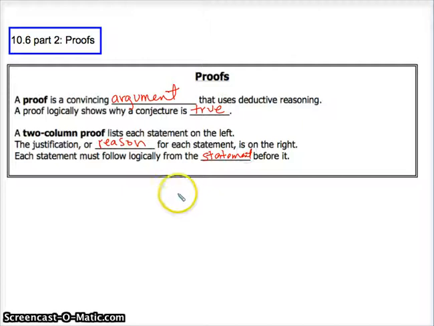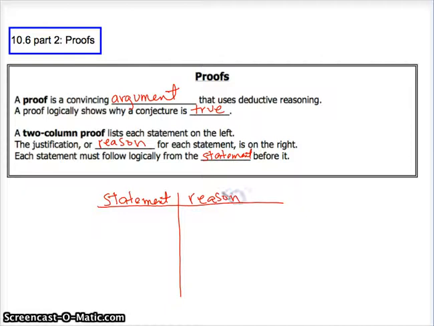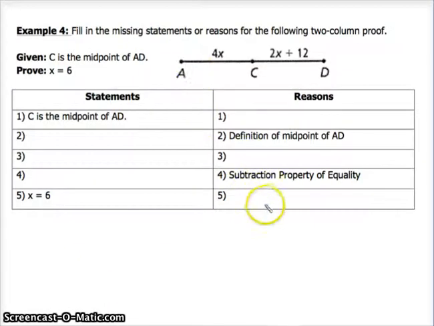Okay, so most two-column proofs will look something like this. I'll actually have two columns, and this side could be the statement, and then this is the reasoning behind that statement. And we'll use things like our properties of equality. We'll use the transitive property, reflexive property, things like that to justify our statements on the left. And we're all trying to work to what we're trying to prove at the bottom. So let's look at an example.